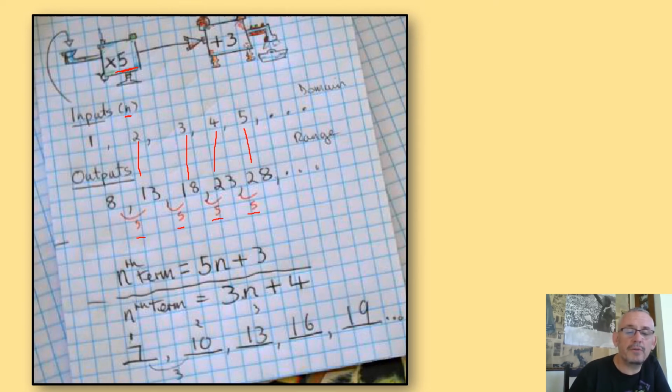2, position 2, 2 3s are 6, add 4 is 10. 3 3s are 9, add 4 is 13.